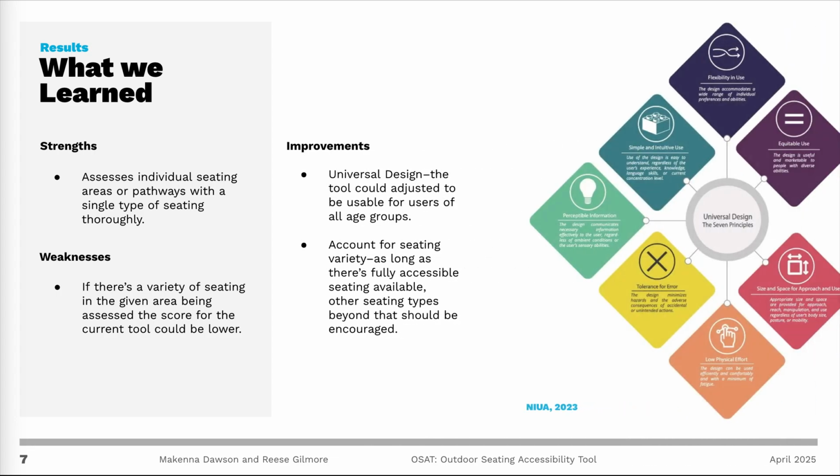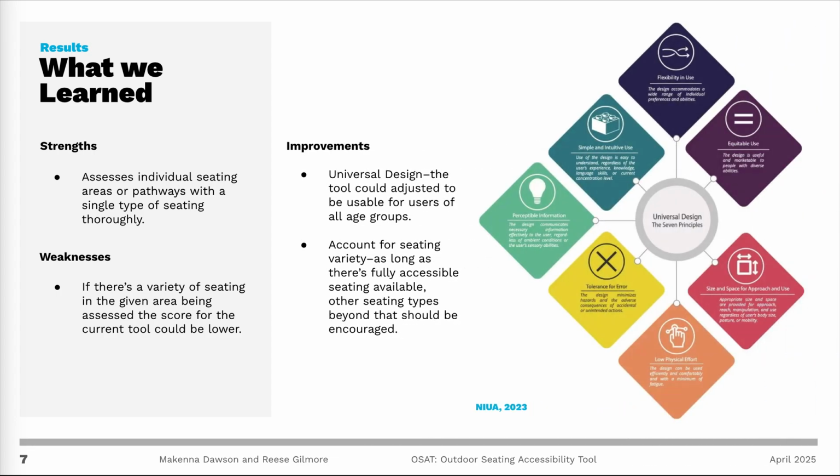And so for improvements, we would love for this tool to be more focused on universal design, maybe include younger age groups as well. And more importantly, we need it to account for seating variety. If there are multiple types of seating available, with at least one type of fully accessible seating option, then that should be encouraged. That should get a greater score.